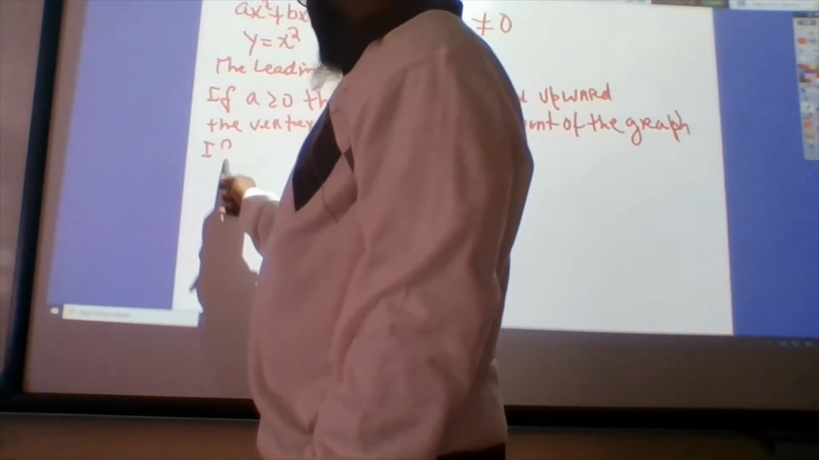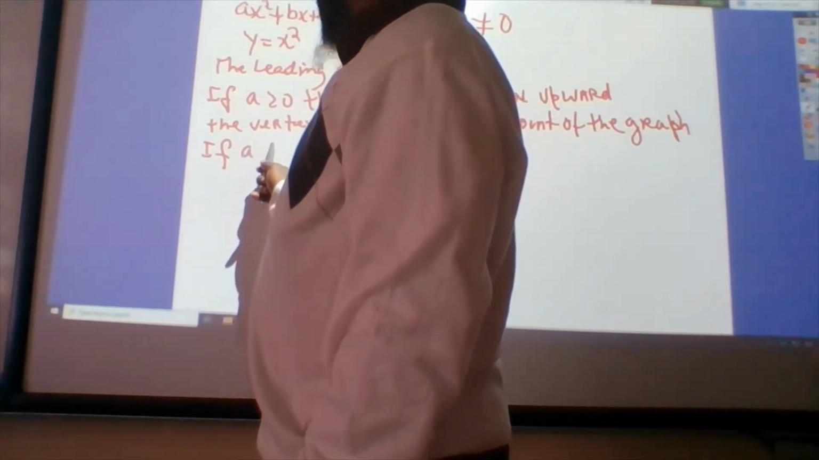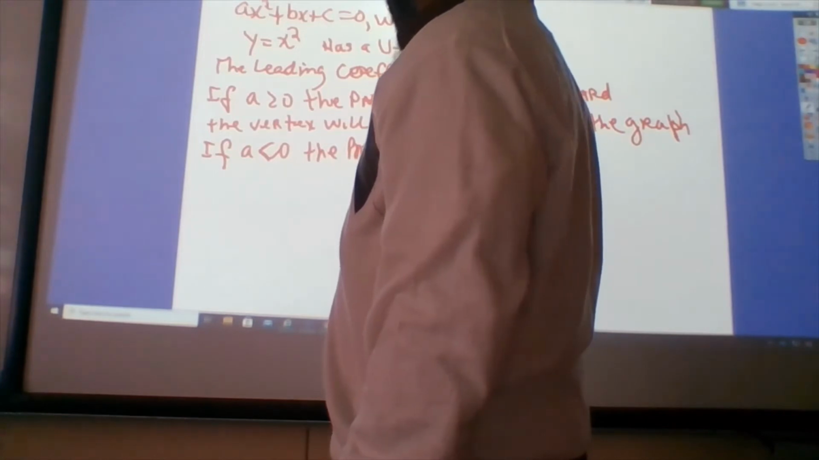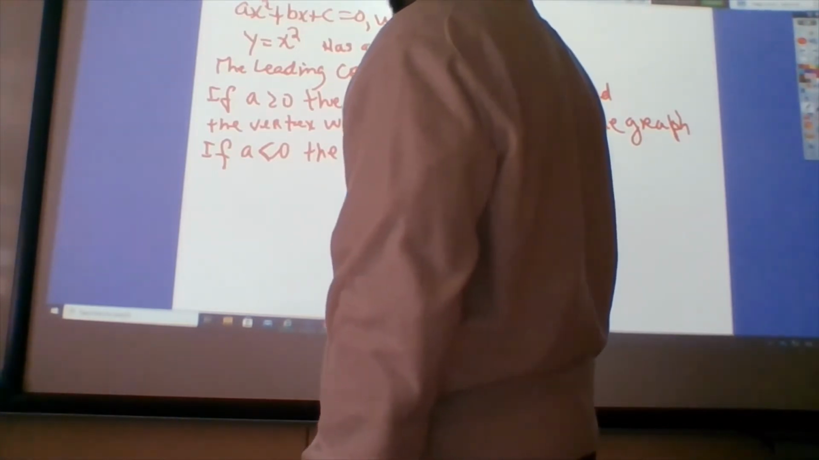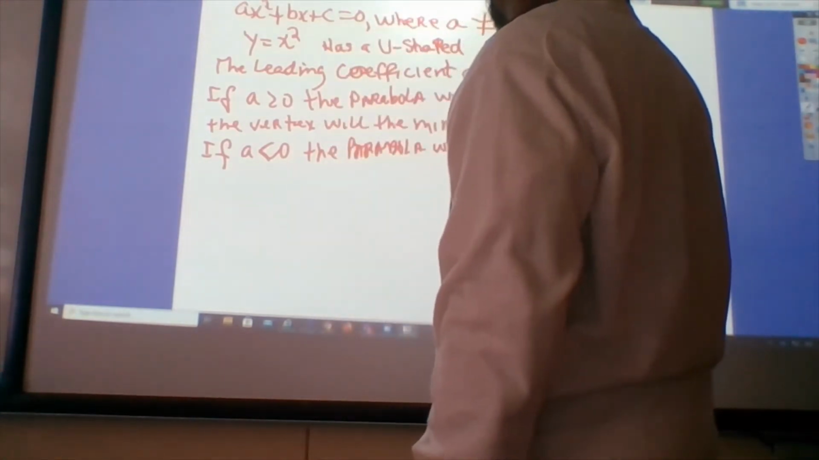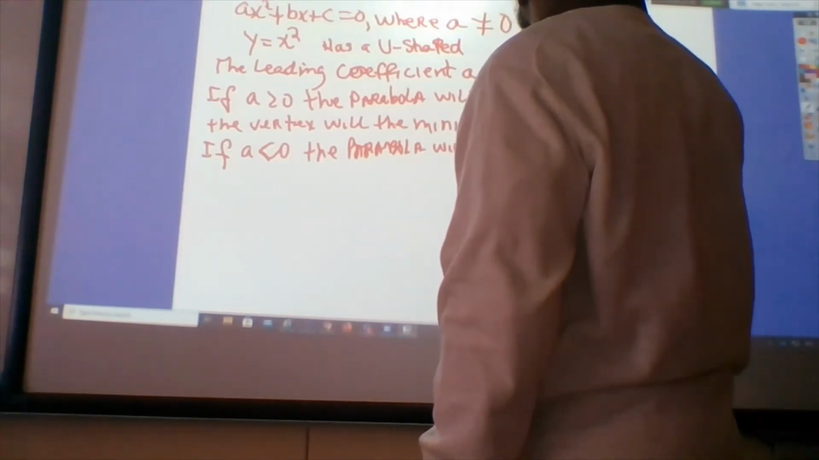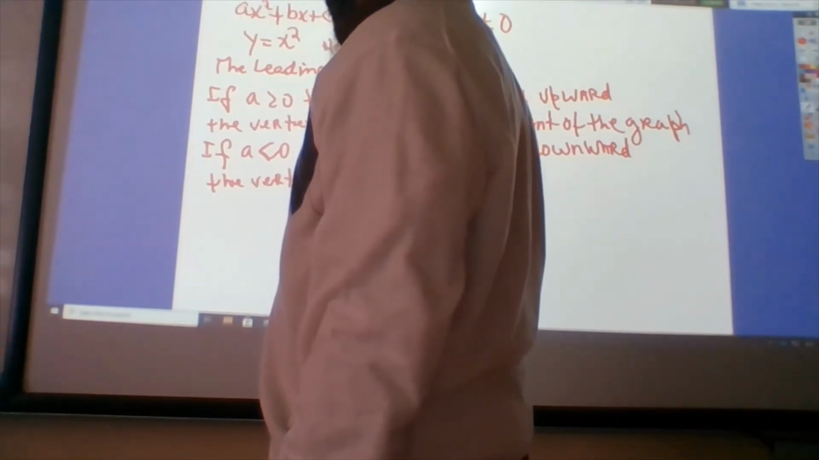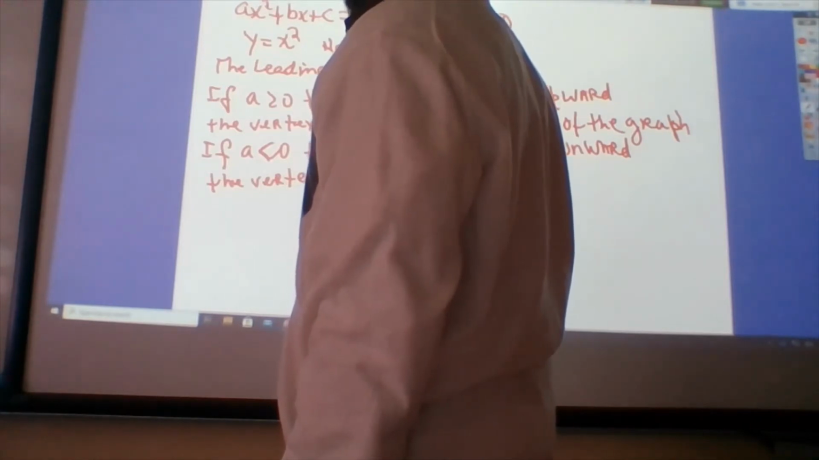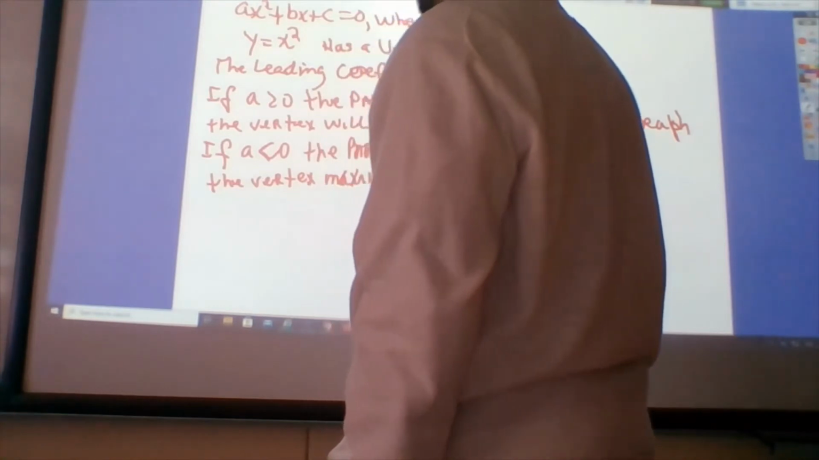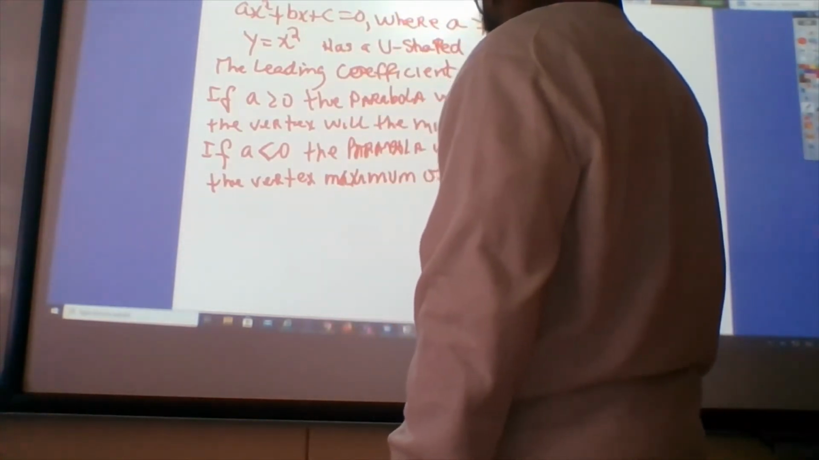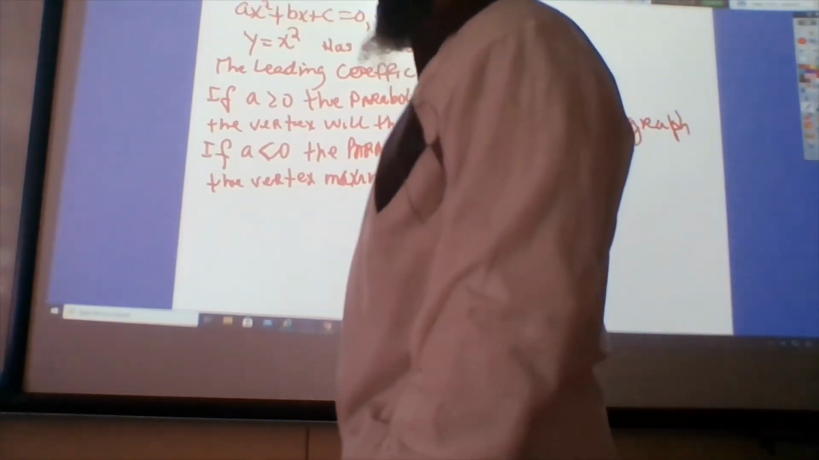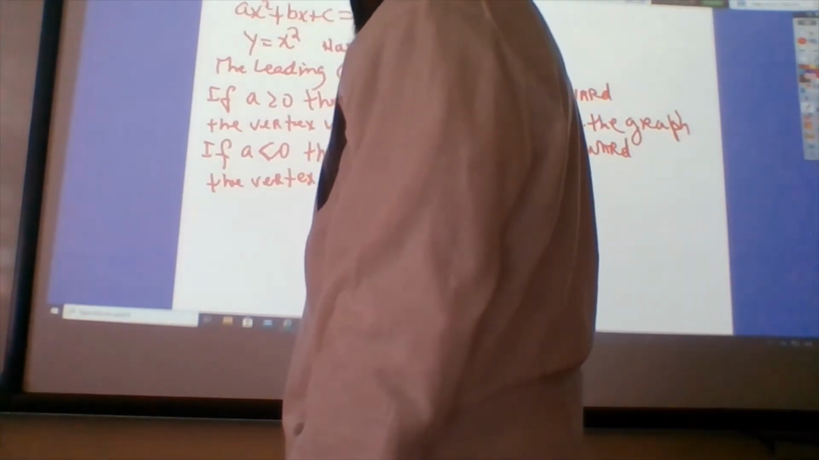However, if A is negative, so when A is less than 0, the parabola will open down. It's going downward. That means the vertex of the graph will be the maximum point. When A is negative, the U shape goes down, and the vertex will be the maximum point of the graph. So remember those things. The vertex is the essential, the most important point of the graph.